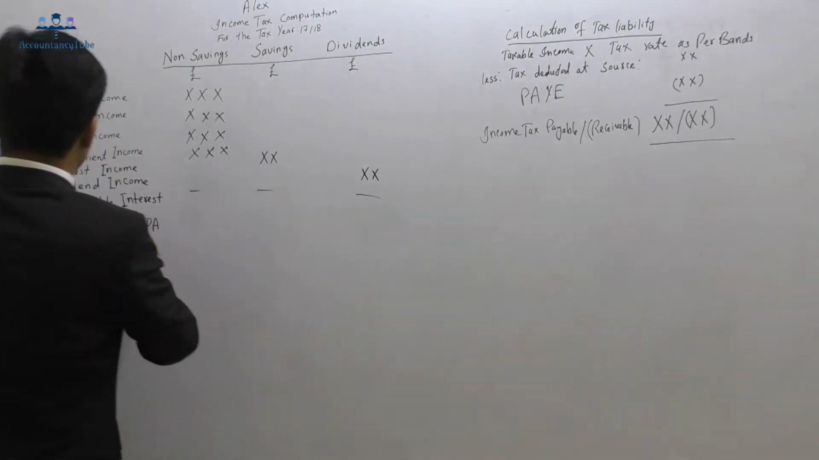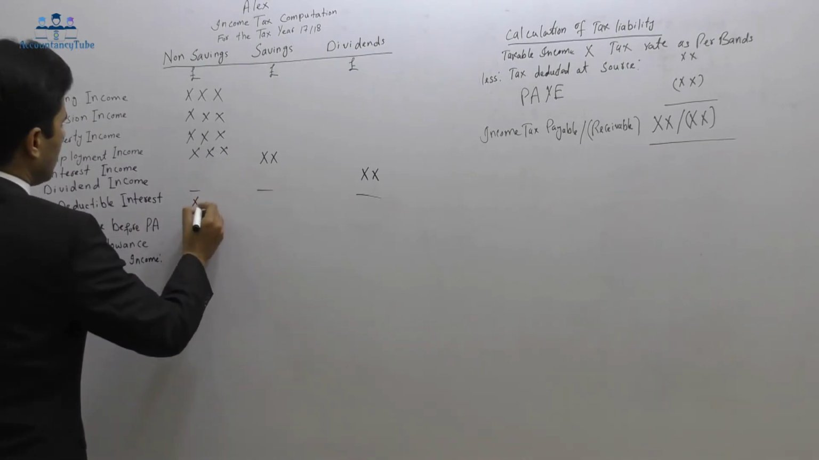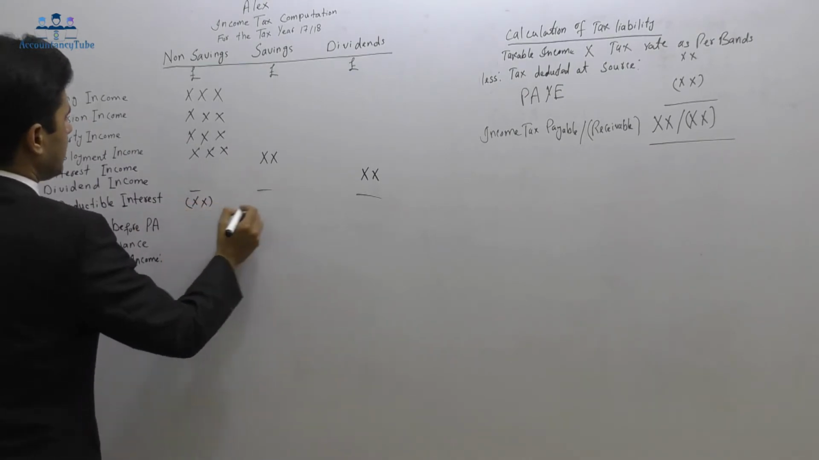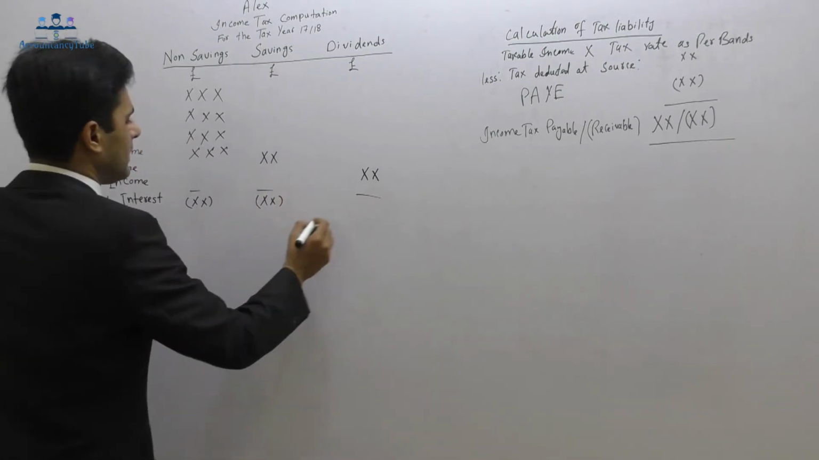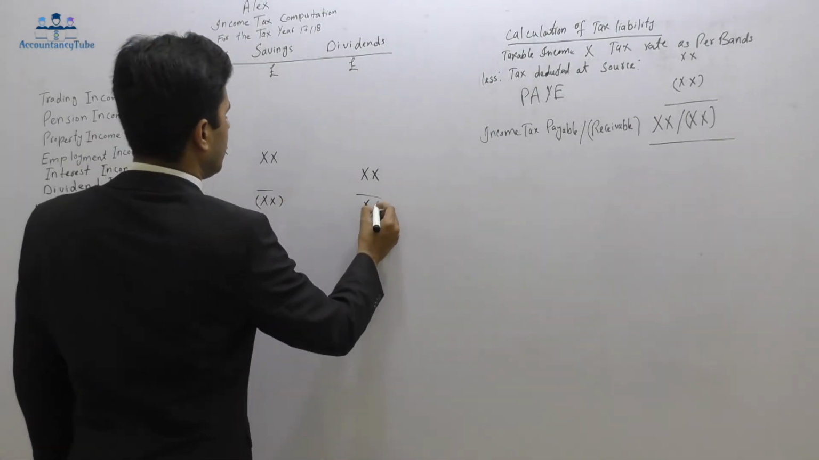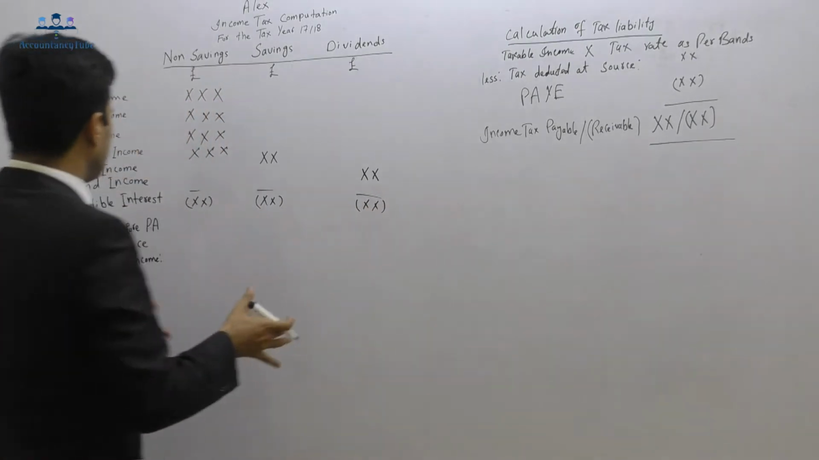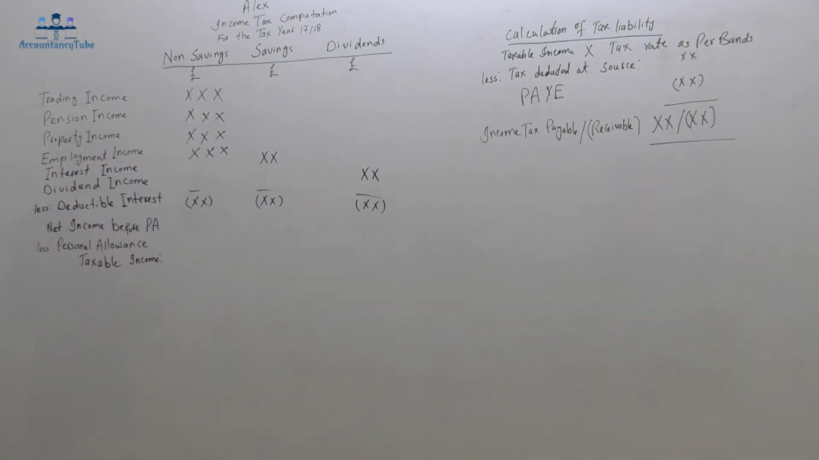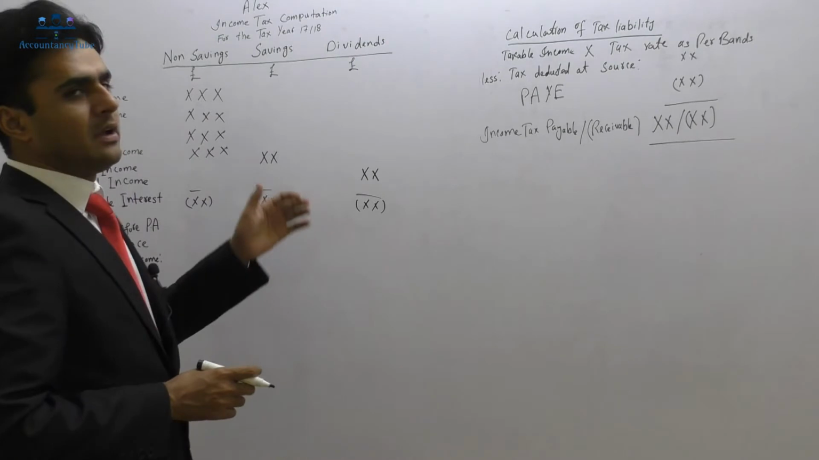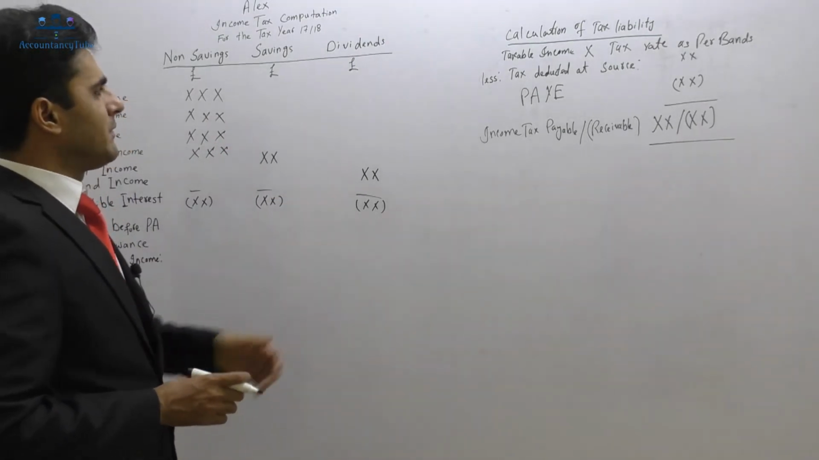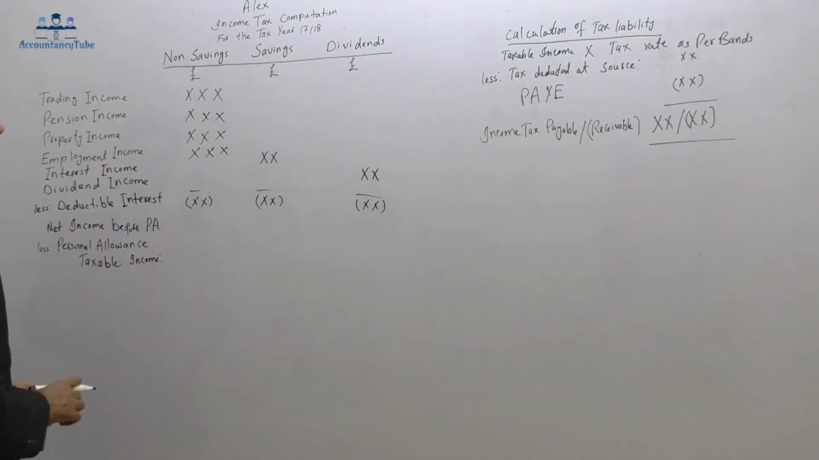After doing that, we will have to deduct the deductible interest. Deductible interest will be deducted first from the non-savings income, and if there is something left, then we will deduct it out of the savings income, and if there is still something left in the deductible interest, then we will deduct it out of the dividend income. Our first preference would be to deduct from non-savings. Second preference is savings income. The last preference is to deduct from the dividend income.